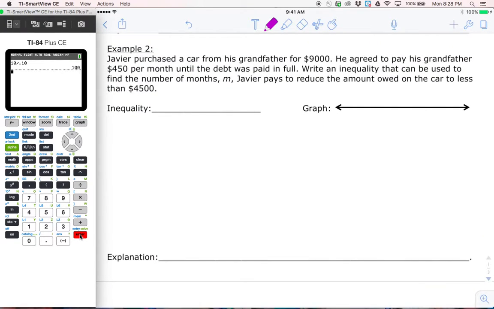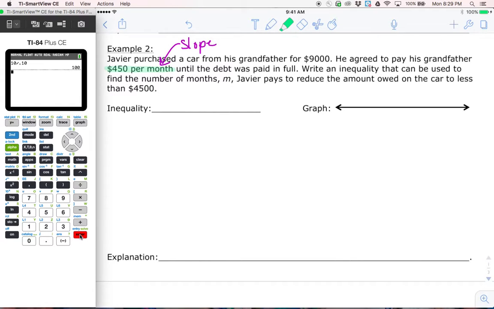Javier purchased a car from his grandfather for $9,000. He agreed to pay his grandfather $450 per month. It's got to be our slope, right? Per month. Until the debt was paid in full. Write an inequality that can be used to find the number of months m Javier pays to reduce the amount owed on the car to less than $4,500.